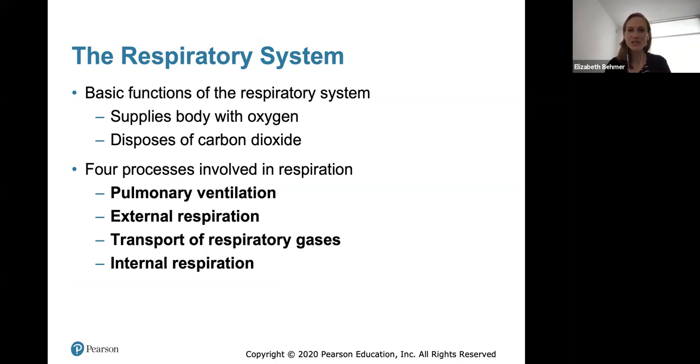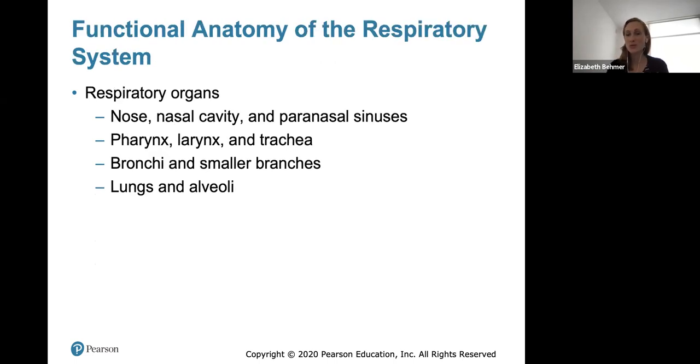So the basic functions of your respiratory system are to supply your body with oxygen and then dispose of carbon dioxide. So we inhale oxygen that our body cells need to create energy, and then we exhale carbon dioxide, which is a waste product of that energy process. There's 4 processes involved in respiration or breathing: pulmonary ventilation, external respiration, the transport of respiratory gases, and internal respiration. And we'll go through those processes as we talk about the anatomy of the respiratory system.